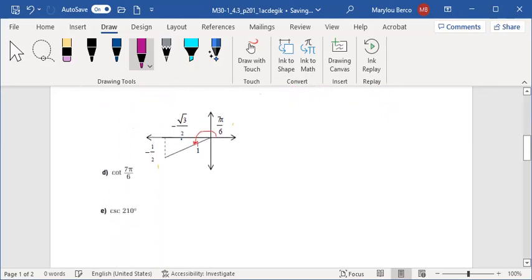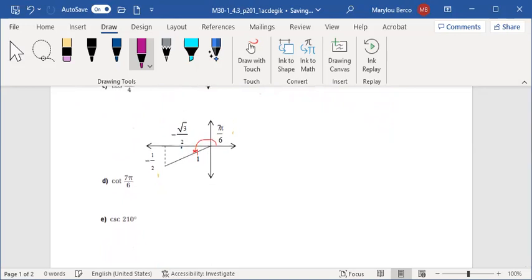Cotangent 7 pi over 6. So here's the graph of 7 pi over 6. My reference angle is going to be pi over 6, or 30 degrees. So we have a 30-degree triangle where our radius is 1. We have our opposite, or y, is negative 1/2, and our adjacent is negative root 3 over 2.